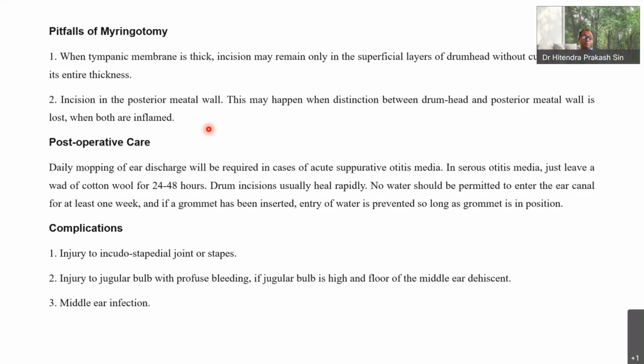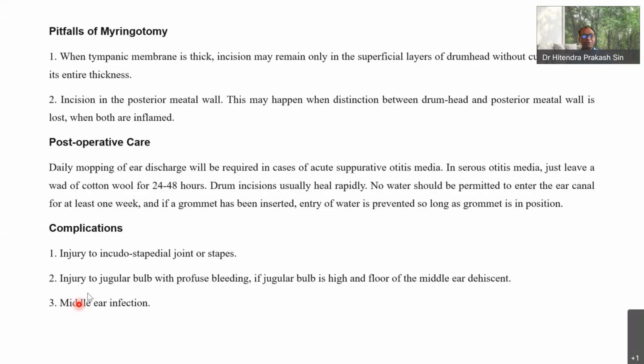The first condition is this: water should not be permitted to enter the ear canal, otherwise it will cause a superadded bacterial infection. And if a grommet has been inserted, entry of water should be restricted until the grommet is in position. Usually, the grommet comes out by itself in 4 to 6 weeks' time.